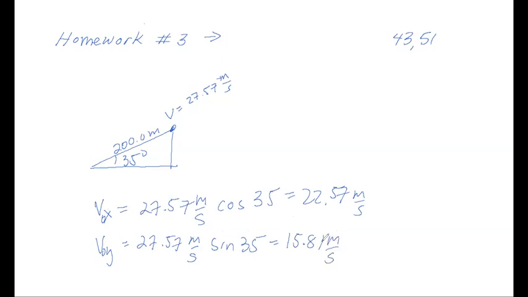All right. Now, what am I asked for here? Let's see. Find the maximum height above the ground that the rocket reaches. So I need to know this height. This is going to be my Y value. So sine 35 equals Y over 200 meters. So sine 35 times 200.